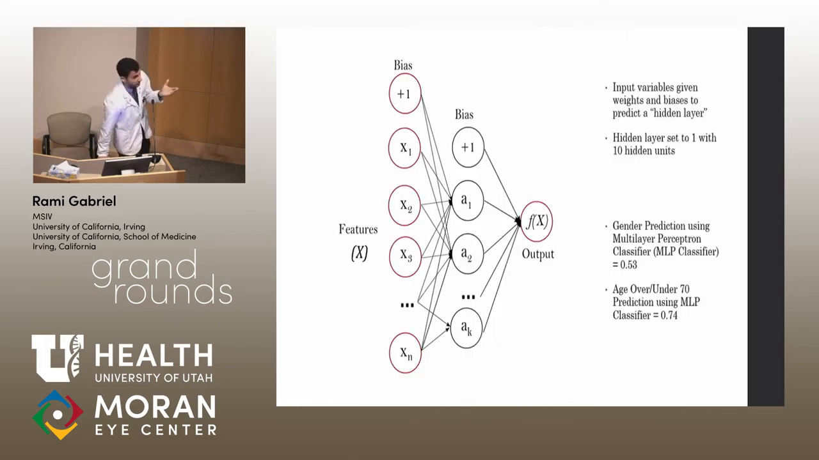So let's apply our machine learning. And what exactly is it? We used a multi-layer perceptron algorithm. Basically, the thing on the far left, those X values, are inputs. And we had 19 different quantitative values from the OCTA.